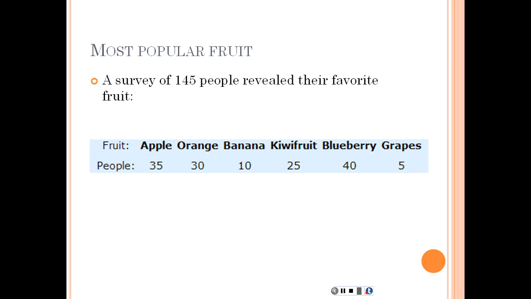We were talking about surveying 145 people. These people are telling us what their favorite fruit is. Here is our table showing everyone's favorite fruit. For example, 35 people all believe that apples are their favorite fruit.